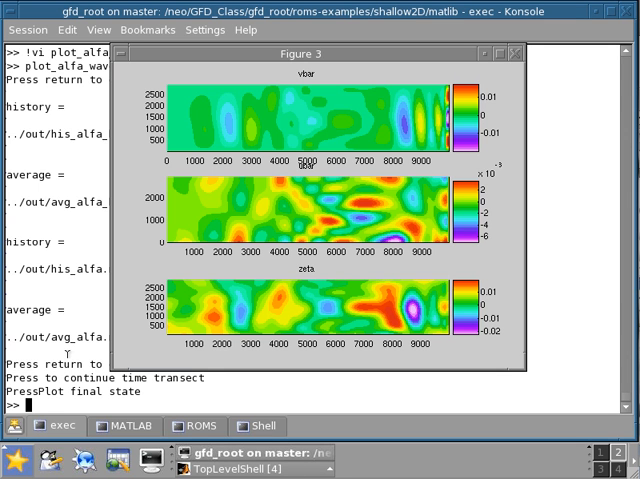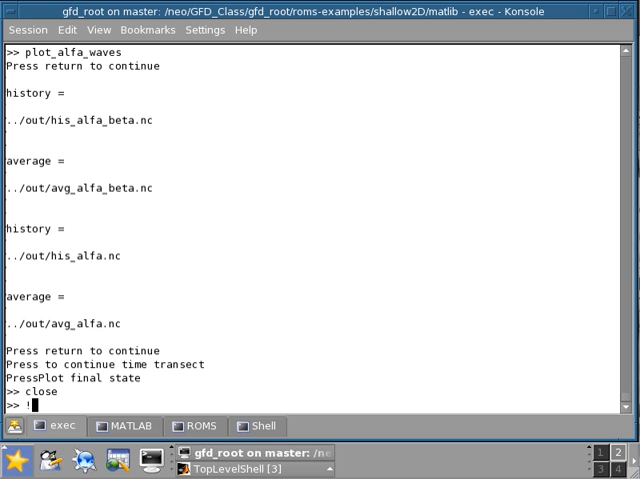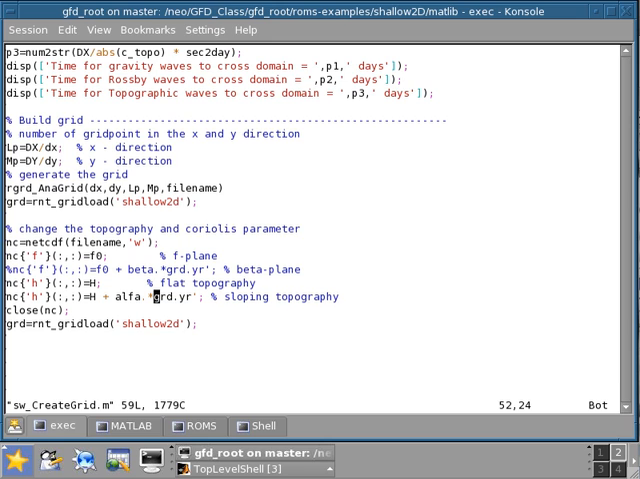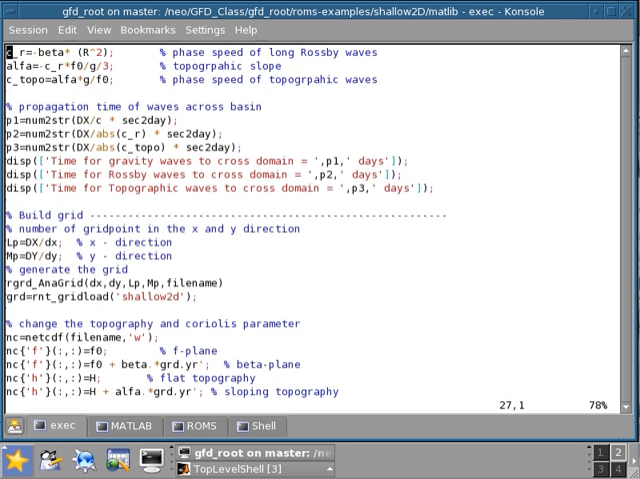Okay, so this is all for these topographic waves. Now, one interesting example would be one in which we could configure a model in which the topographic waves are moving at the same speed as the Rossby waves in the opposite direction. And let's do such an example. Create grid. Okay, so in the grid file, I'm going to re-enable the beta parameters, and now I'm going to make my alpha parameters such that the phase speed of these topographic waves is the same as the Rossby waves.